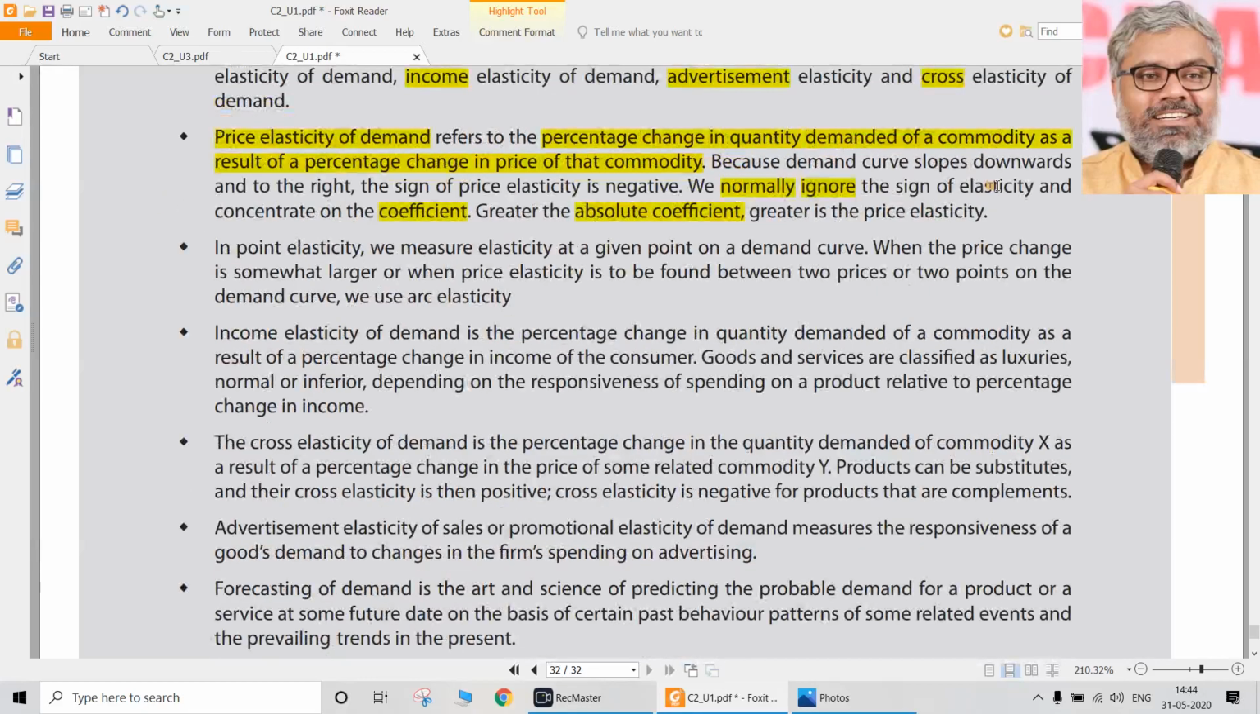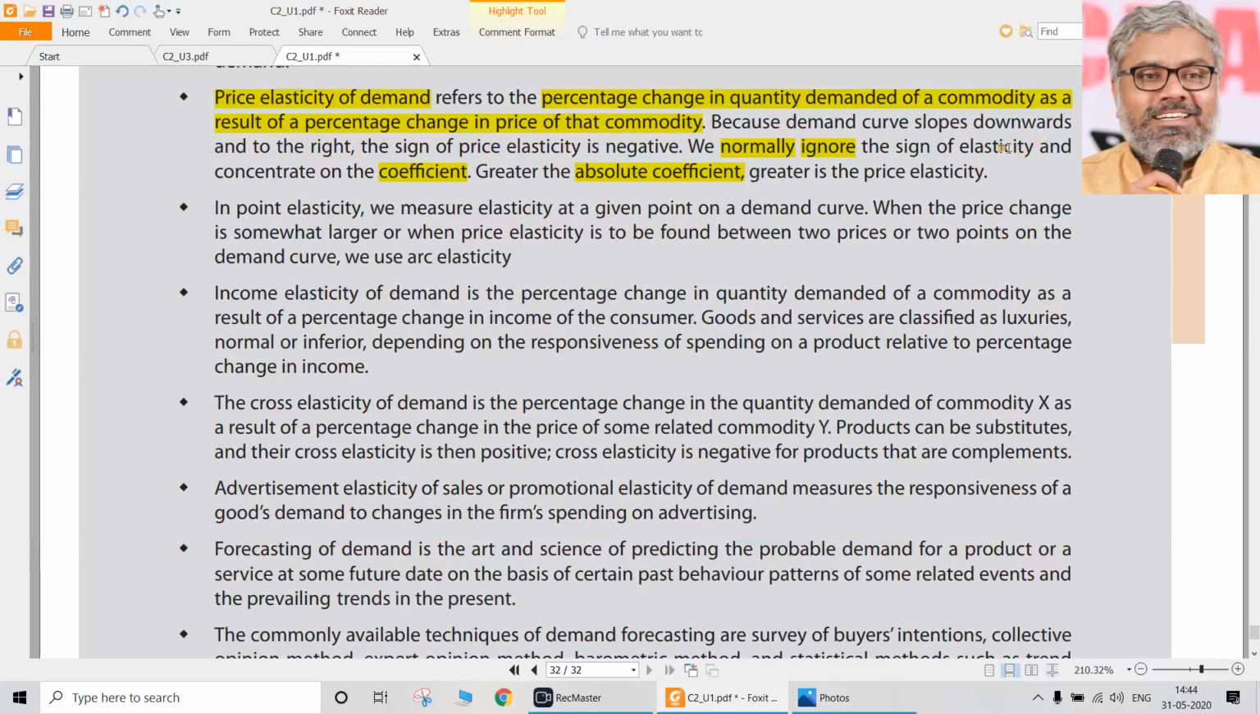Once again, take what they are just telling, that's it. Not to really take it. We don't have to ignore compulsorily. If it is ignored, let it be. If it is not ignored also, let it be. No problem. So that is how price elasticity has to be calculated: the percentage change in quantity demanded divided by percentage change in price. That's what gives us price elasticity of demand.